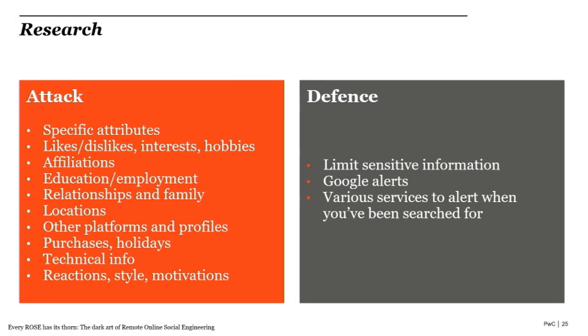So the first is research. An attacker would perform the same kind of research that you would expect from, say, a spearphishing campaign, but would go into a lot more detail. So they would be looking at not only likes and dislikes, but also things like other platforms and profiles, relationships and family, and crucially at the bottom there, reactions, styles and motivations. So a person's reactions to various events online, how they argue, how they respond to good news and bad news, their style in terms of their linguistic style, so how they write things, how they use emoji and that kind of thing, and their motivations for doing particular things.